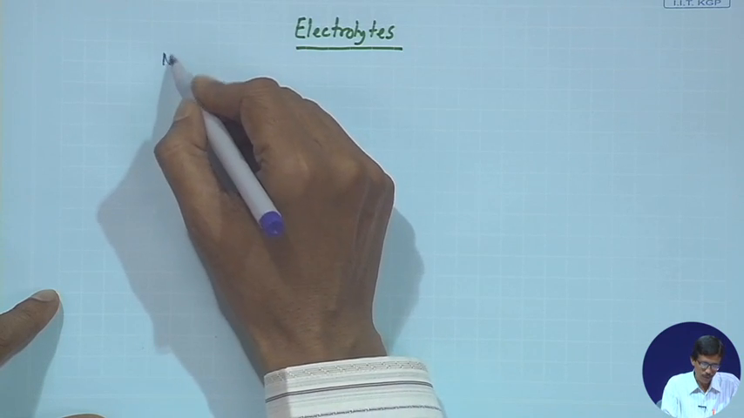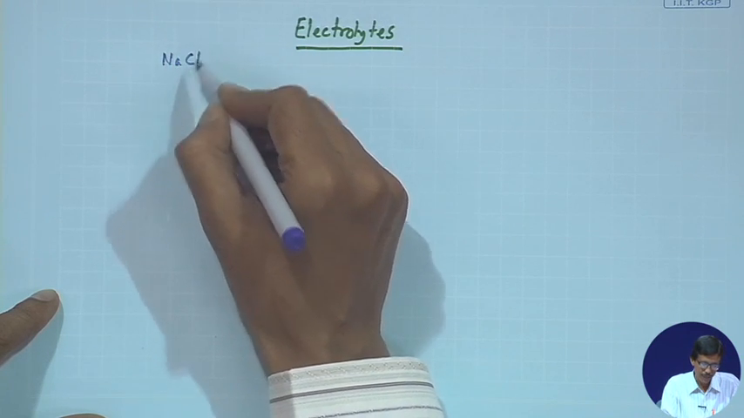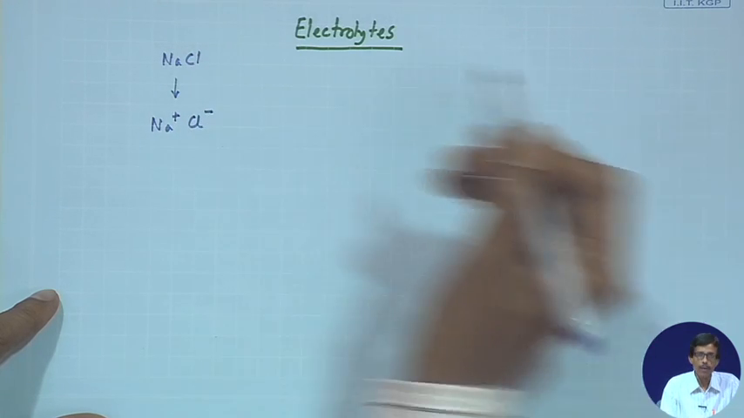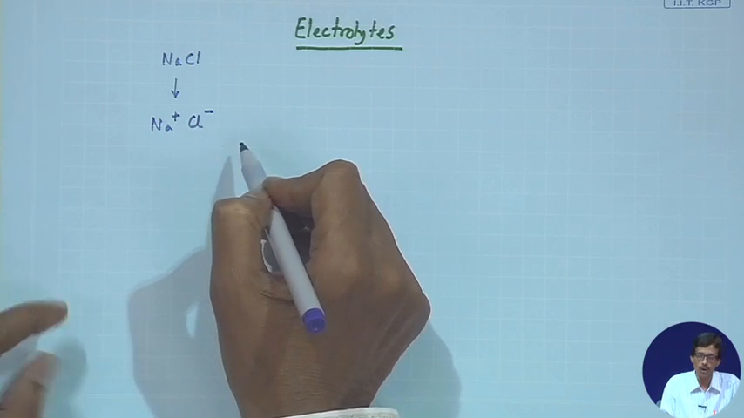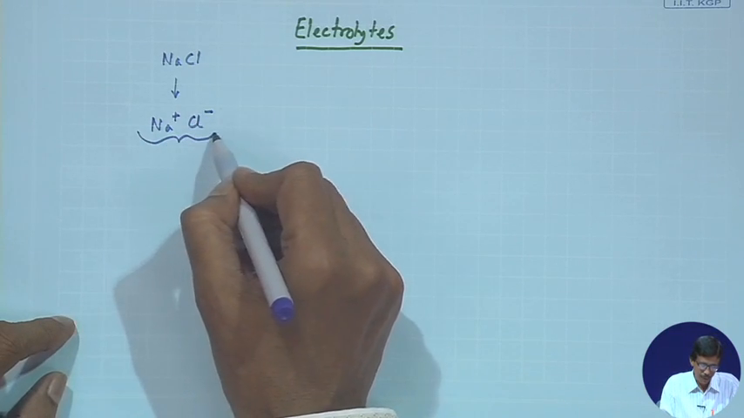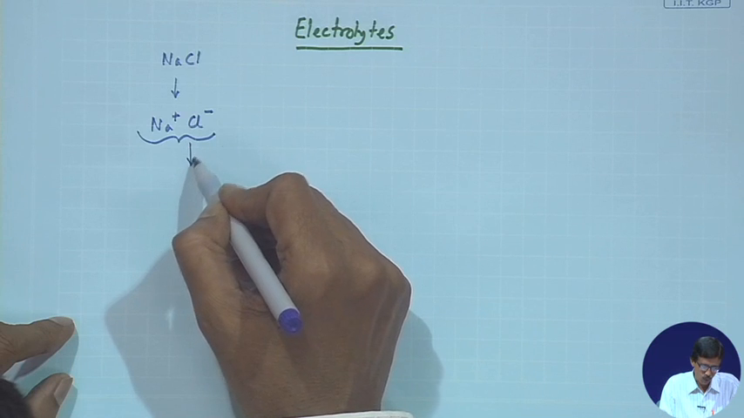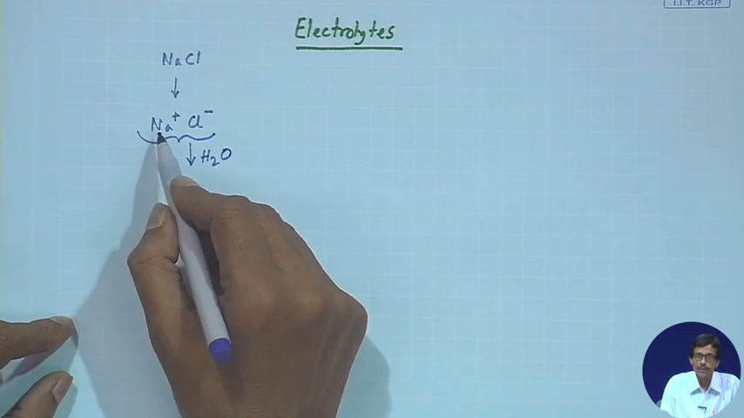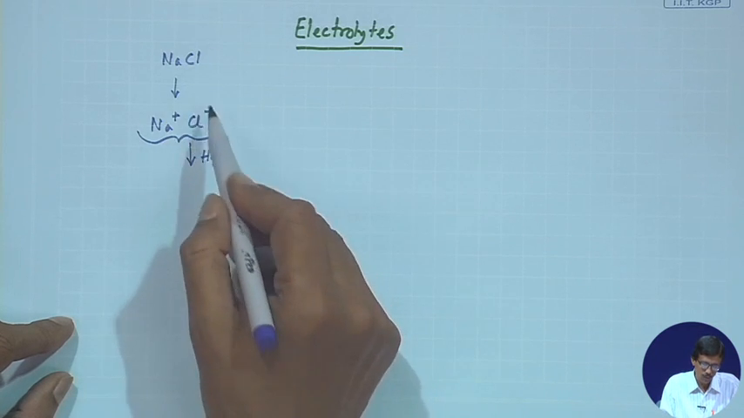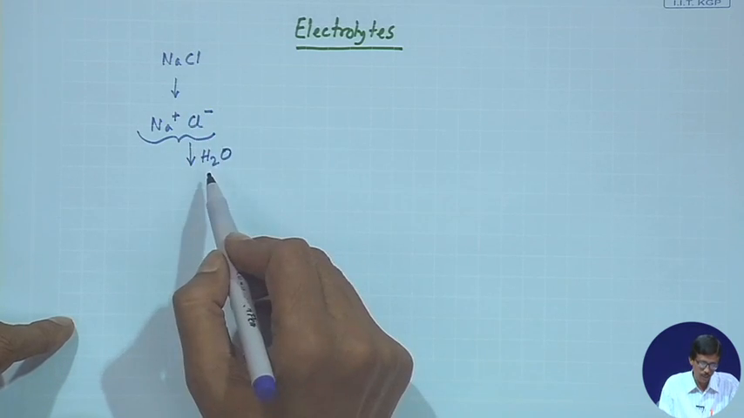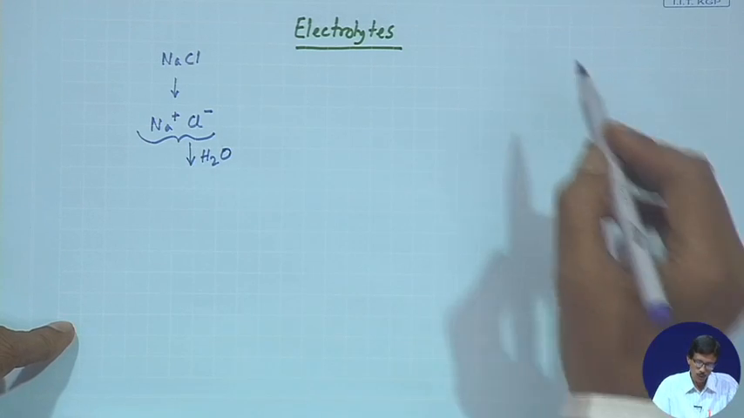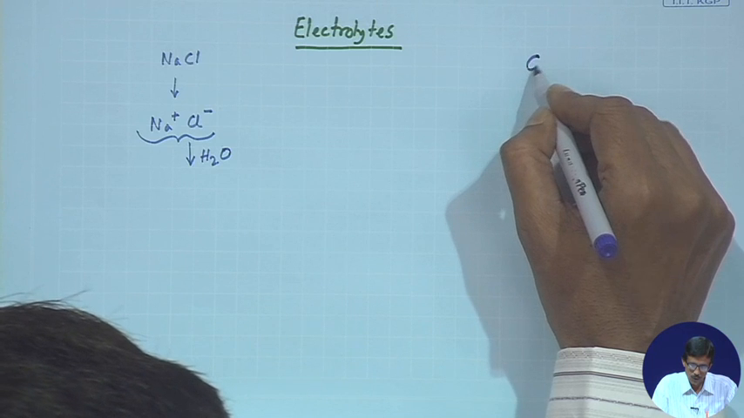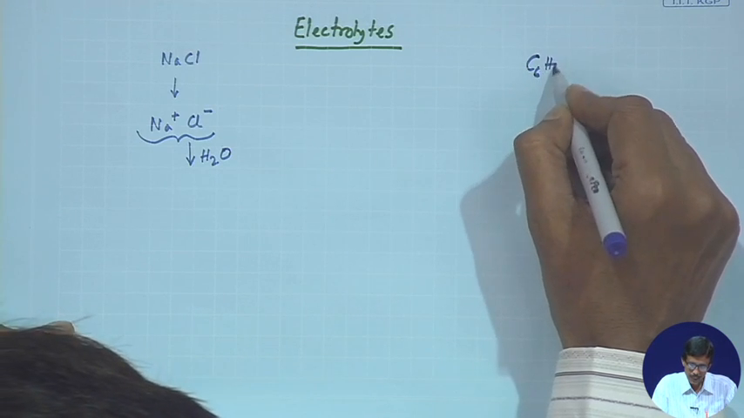We all know that NaCl is there. This NaCl gives Na plus and Cl minus. Even in the solid state, we know they are present as Na plus and Cl minus, and when we put water they are separated, with Na plus surrounded by many water molecules. Similarly, Cl minus is also surrounded by water molecules, unlike any organic sample such as glucose, that is C6H12O6.